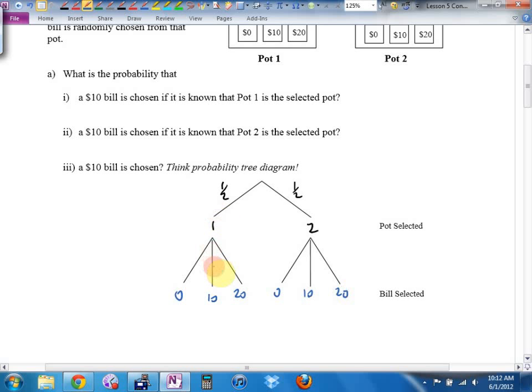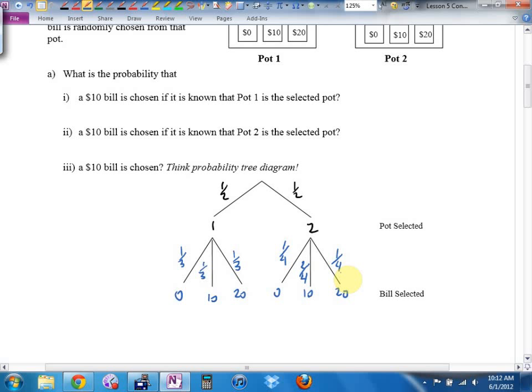Given that you're in pot 1, what are the odds of getting a 0? 1 out of 3. What about a 10? 1 out of 3. What about a 20? 1 out of 3. Given that you're in pot 2, what are the odds of getting a 0? 1 out of 4. 10, 2 out of 4, 20, 1 out of 4. There's my tree.